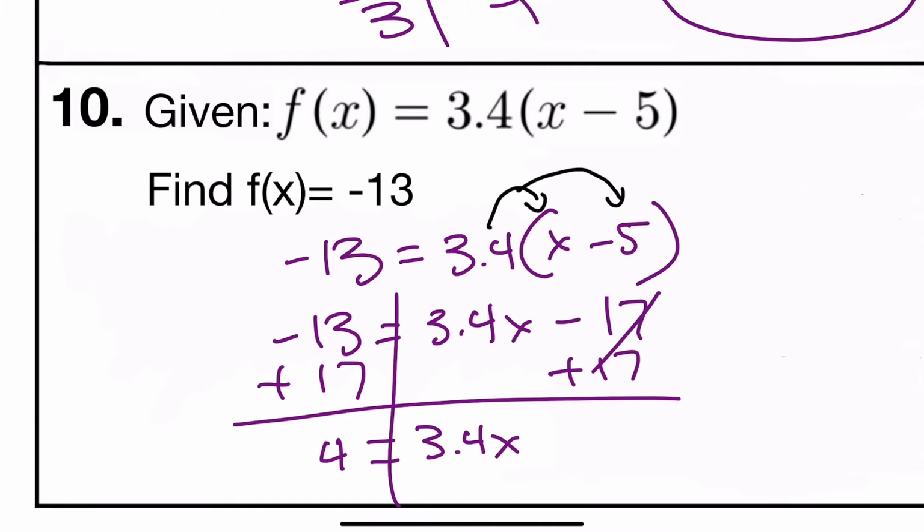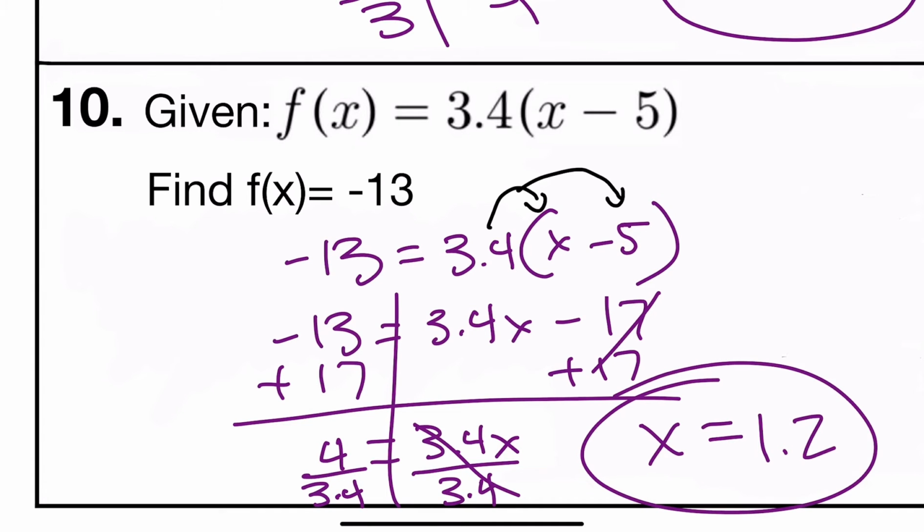Still want x by itself, so I'm going to divide by 3.4. And that will give me x equal to 4 divided by 3.4. That's 1.1764. We're not going to do the whole thing. We're just going to round that to the next hundredths place, and that's going to be 1.2. So keep in mind, you don't have to write it out if it's some crazy huge number. It's just going to be easier to do the rounded version.